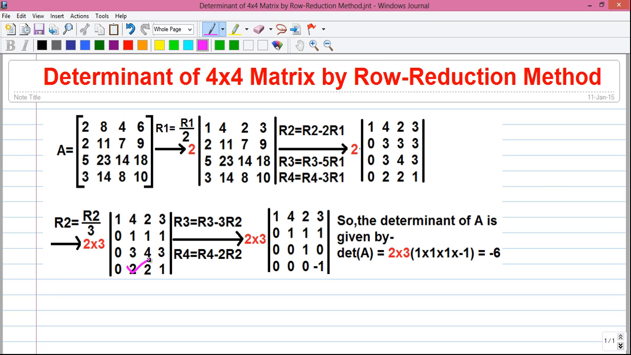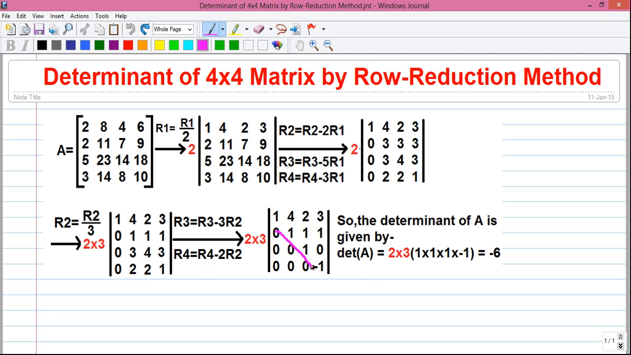Next, to get a 0 at this position, again we can multiply row 2 by 2 and subtract that from row 4. So that is written here, R4 equals R4 minus 2R2. So let's do it. 1 into 2, 2, subtracted from 2 is equal to 0. 1 into 2, 2, subtracted from 2 is equal to 0. And 1 into 2, 2, subtracted from 1 is equal to minus 1.